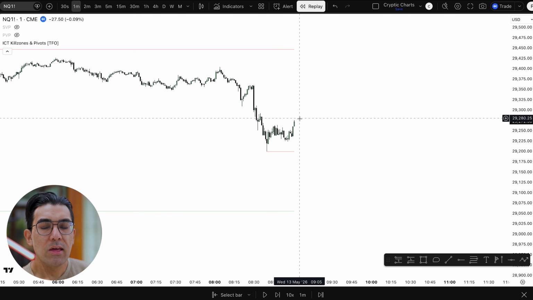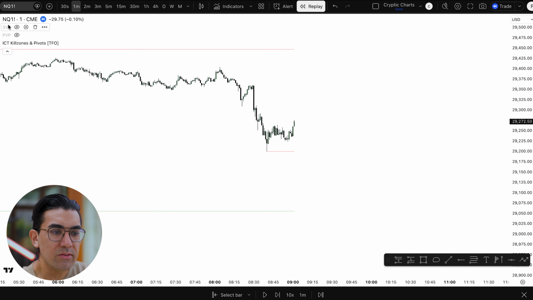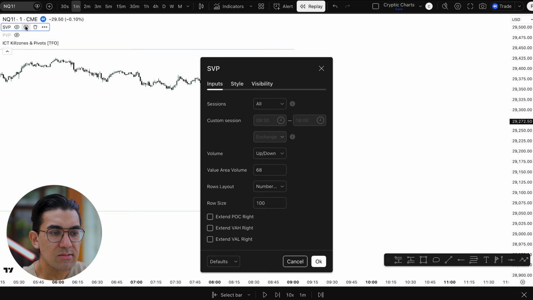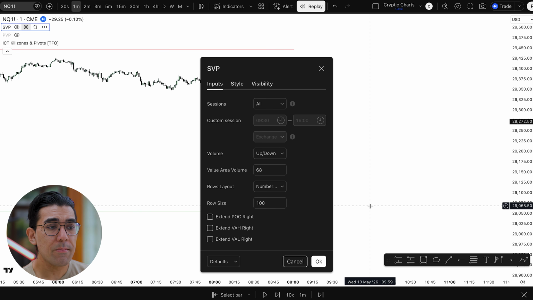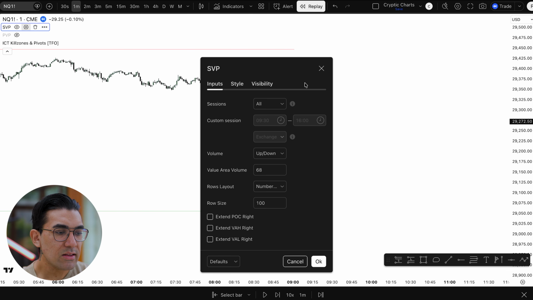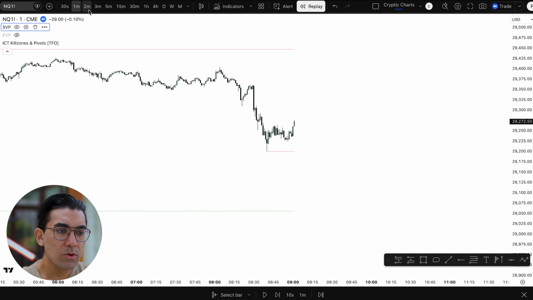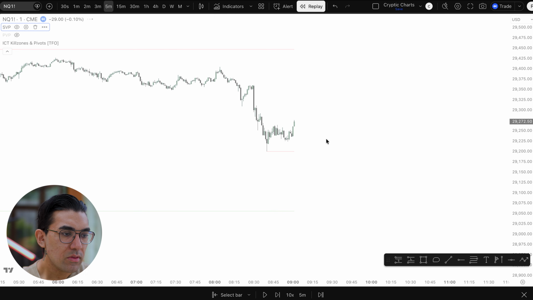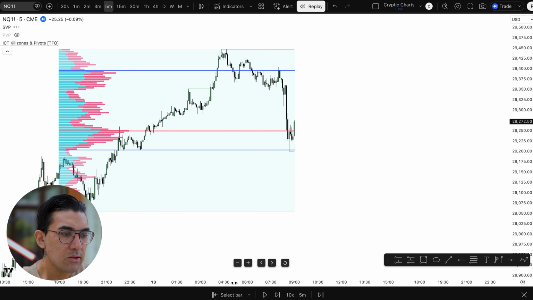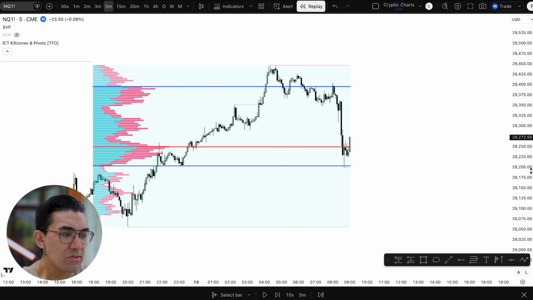Now, one other concept that I'm going to introduce you to before we actually move to 9:30 is the volume profile, all right? So what I'm going to do is I'm going to turn on this indicator here. It's called SVP, and you can see my settings just here if you want to take a screenshot of that, all right? SVP, these are my settings, okay? So if over the 5-minute time frame, we're going to see a little bit more information, right? So this is your volume profile.